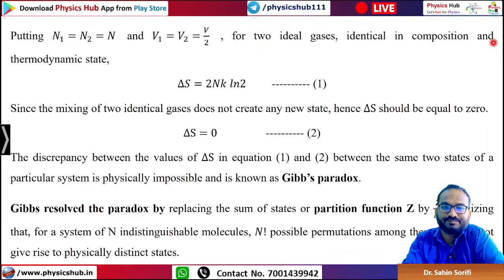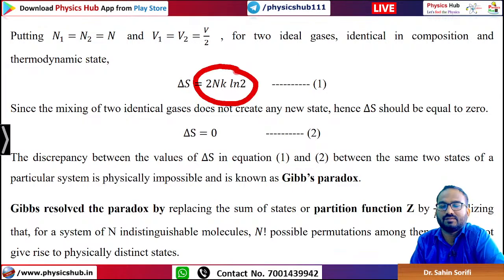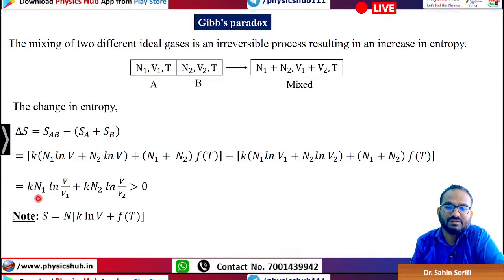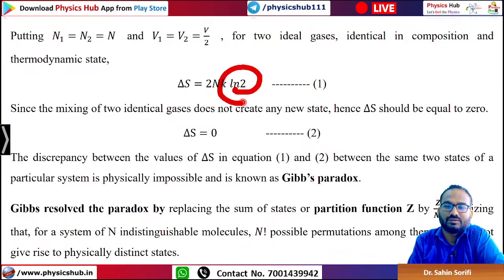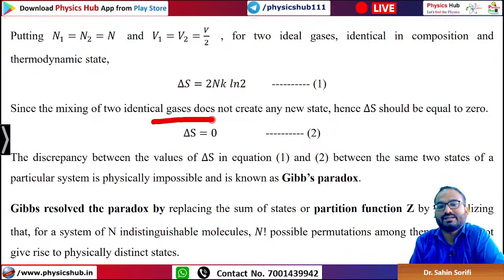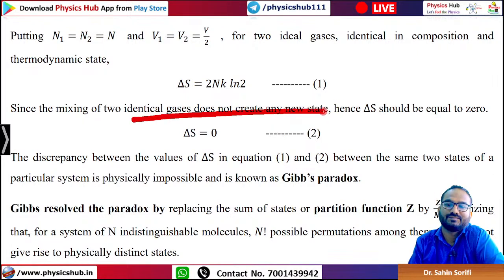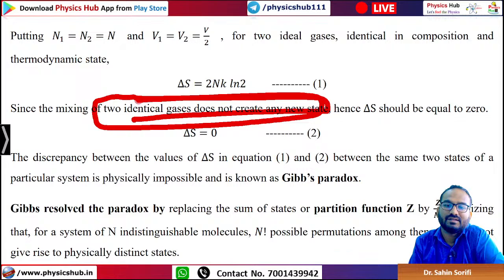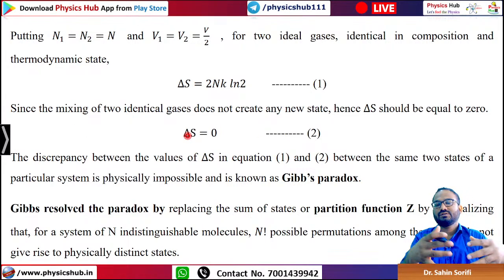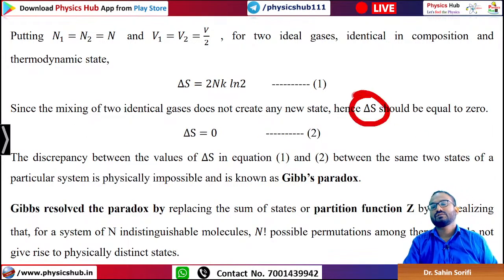That is a violation. If you put N1 is equal to N2 is equal to N, V1 is equal to V2, for two ideal gases identical in composition and thermodynamic state, delta S, you still get a positive value. By putting N1 is equal to N2, V1 is equal to V2, you get 2K ln 2. Since mixing of two identical gases does not create any new state, this is the main thing. Since if you mix two identical ideal gases, no new state is created, that is why delta S should be 0, but from the calculation we are getting a positive value. This discrepancy is known as the Gibbs paradox.